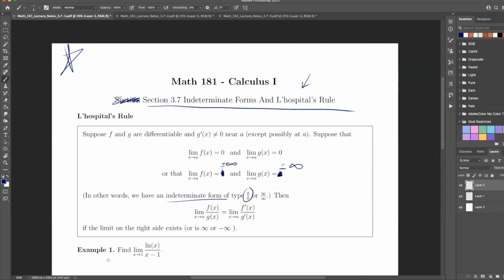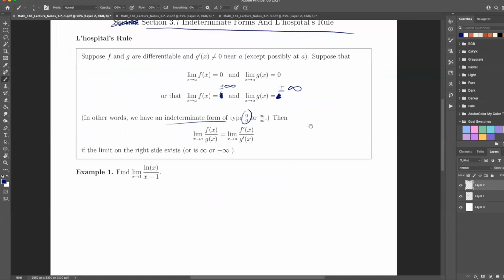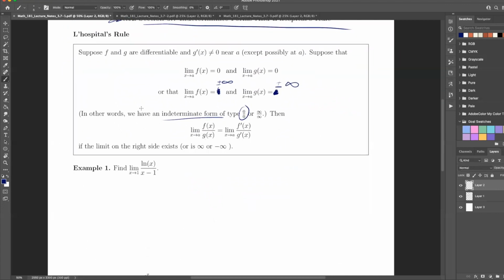what we had to do beforehand was algebra, simplify it and do something else to make it simple. But now we're just going to say, if it's of indeterminate form, then we can say the limit is equal to the limit of the derivatives. If it's not in indeterminate form, we cannot say that.